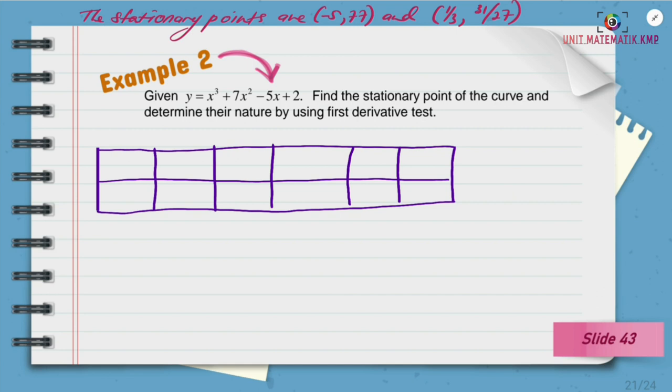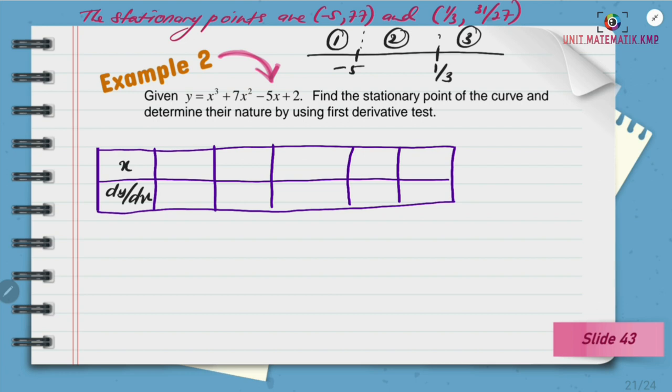From the previous slide, we have the stationary points are (negative 5, 77) and (1 over 3, 31 over 27). Now, to determine the nature by using the first derivative test, first, plot the number line when x equal to negative 5 and when x equal to 1 over 3. Now, x is divided into 3 parts: part 1, part 2 and part 3. Next, construct the table. First row, the interval of x, and the second row is the sign of dy/dx.